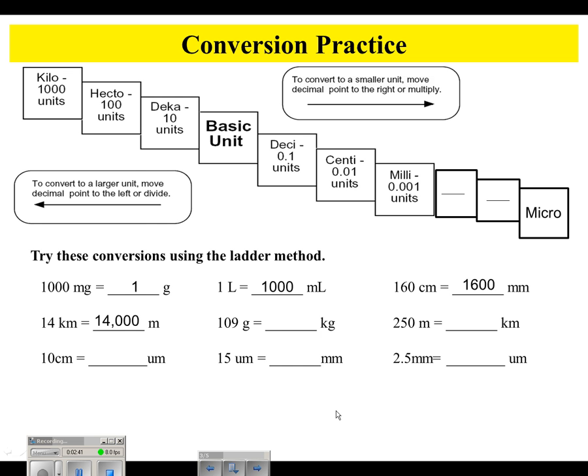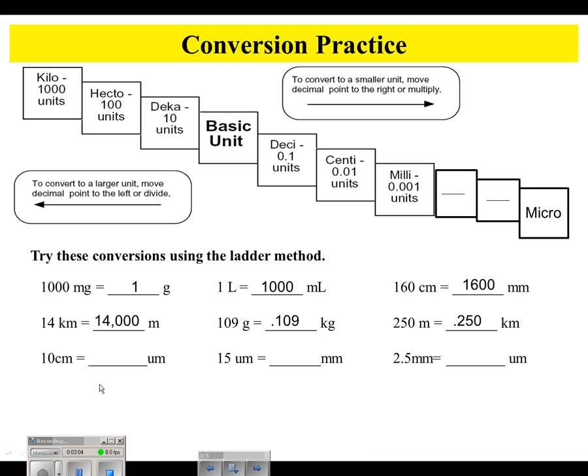109 grams is going to equal 0.109 kilograms. So we start at grams. Our decimal point is at the end of this line, and we move it from grams to decagrams, hectograms, and kilograms. So we move the decimal point 3 places to the left. 250 meters will be 0.250 kilometers.